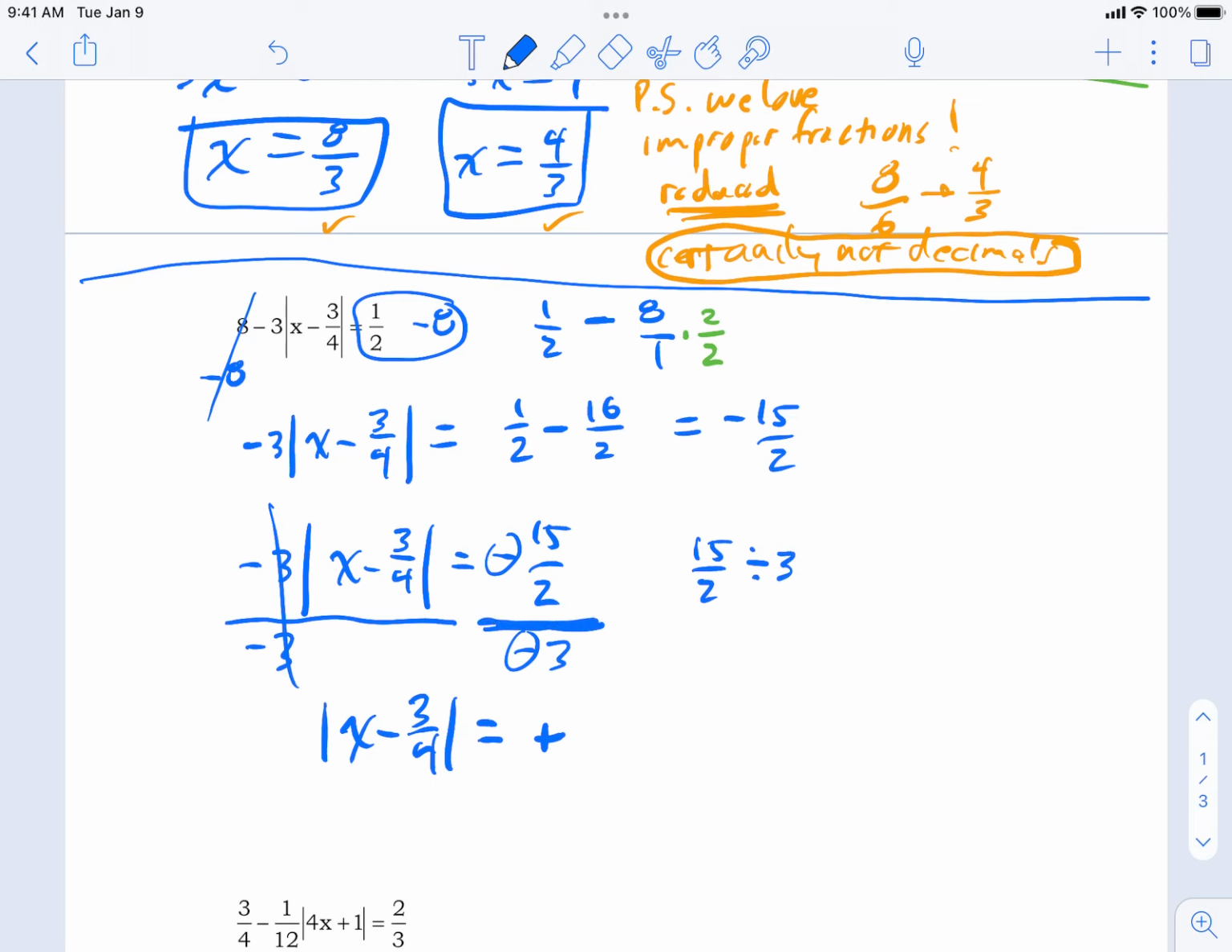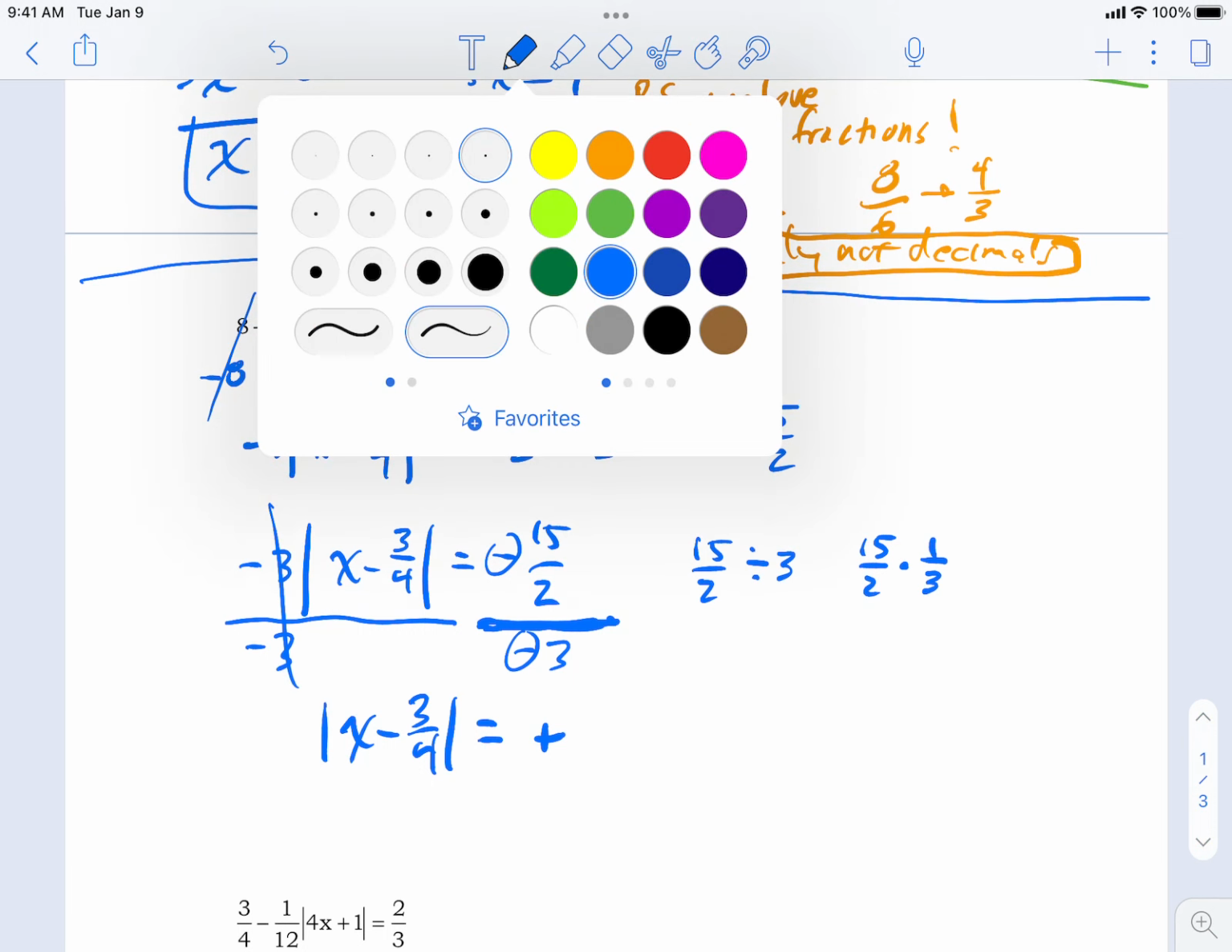That's what fraction bars tell you, that you're dividing by what's on the bottom. So on the top, I got a 15/2. What am I doing? I'm dividing it by 3, which is what we said in the first place, divide both sides by 3. And remember that in order to divide by something, what you actually do is multiply by its reciprocal. So divide by 3 is becoming times a third.